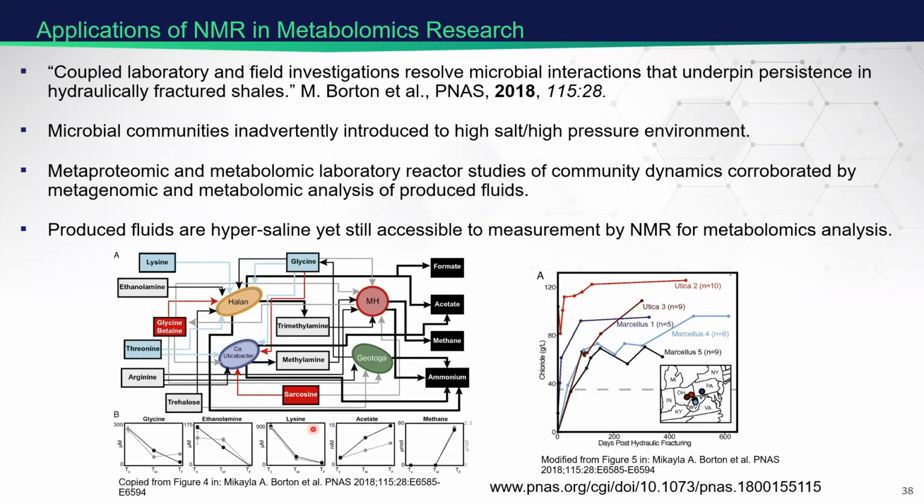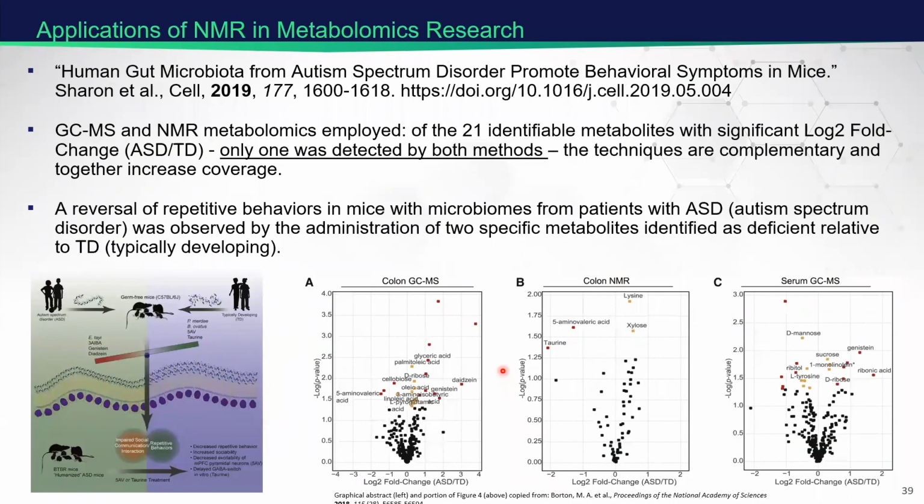One of the reasons it was so advantageous to use NMR is these hydraulically fractured shales, these produced fluids, are extremely saline, they're hypersaline. And so you can imagine cleanup in these being quite a mess, but we have salt tolerant cold probes, and we were able to measure these metabolites and help map these out. So NMR is highly tolerant of quite a wide range of conditions. This other one is another one that my colleagues here at PNNL collaborated on with outside users.